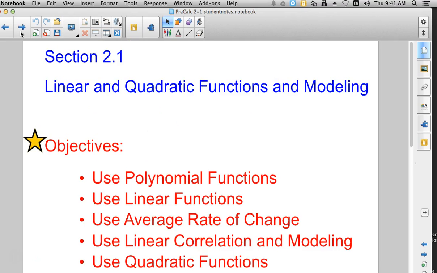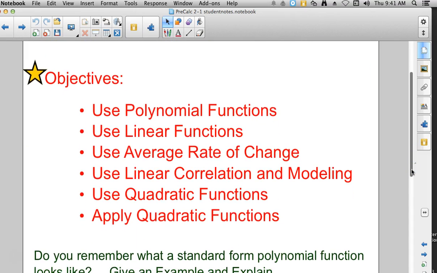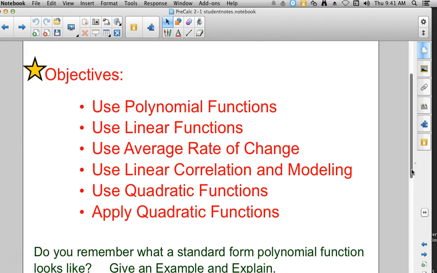There it goes. So 2-1. This is where we're going to talk about just linear and quadratics and modeling today. So notice we're not talking cubics, quartics, any of that kind of stuff. Using polynomial functions and using linear functions, the lines, we will talk about average rate of change again, which is of course just slope. That's all average rate of change is. Using linear correlation and modeling, using quadratic functions and applying quadratic functions to real world things.